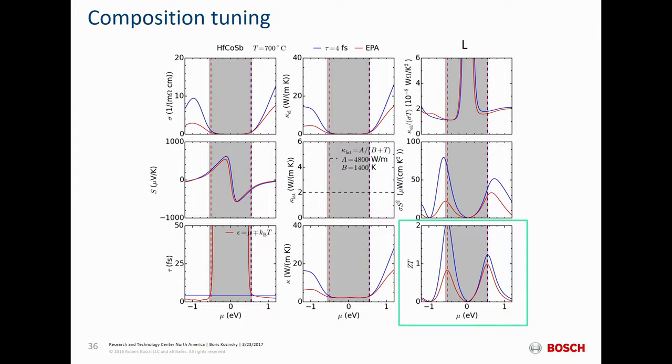And this is particularly convenient with the EPA scheme because all you have to do is change one parameter and out comes the property. So in this case, ZT, as a function of chemical potential of electrons, really peaks at these edges. And this is how you find the optimal point for the thermoelectric performance. And we have to do it for every material.